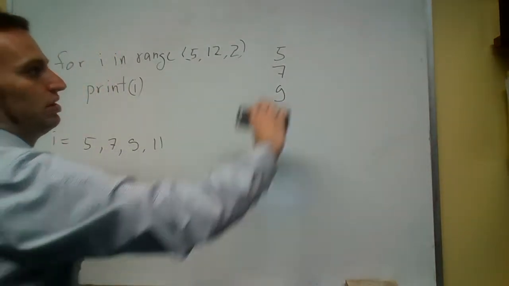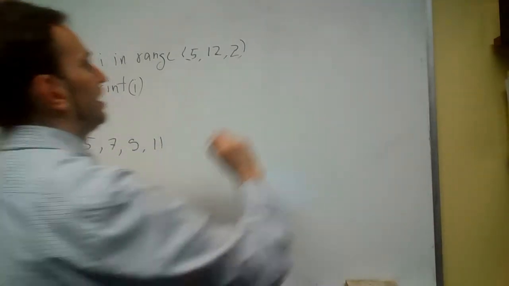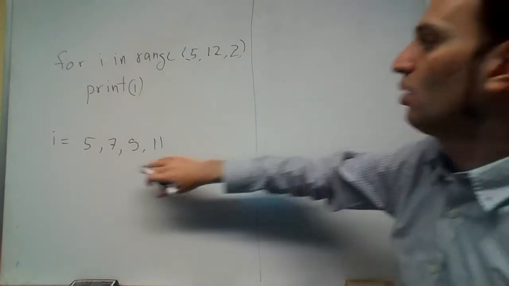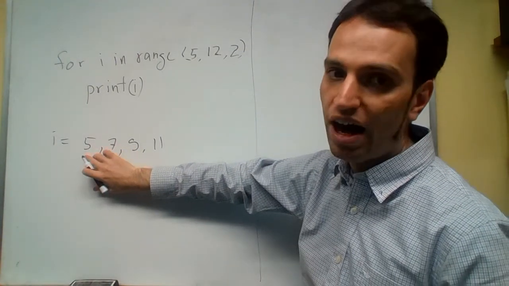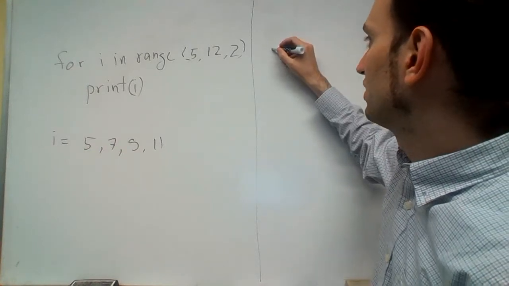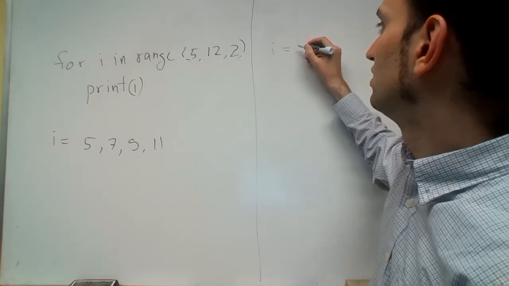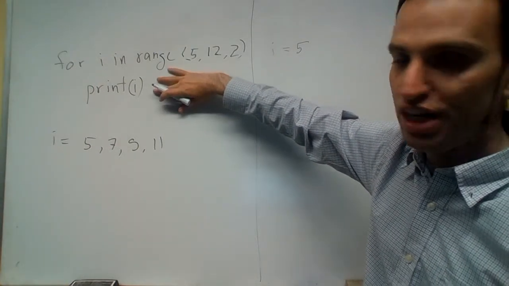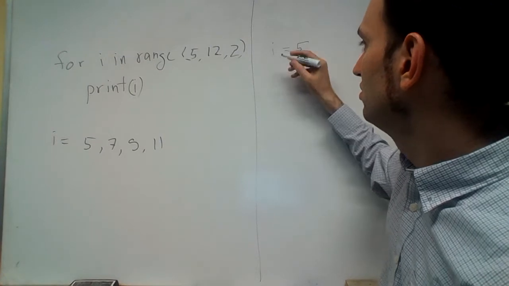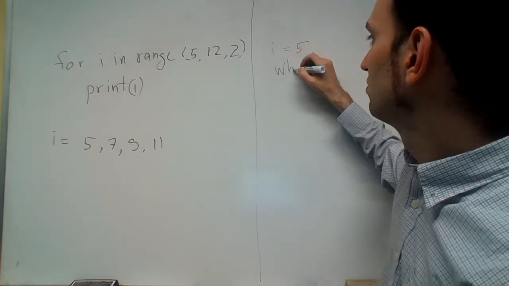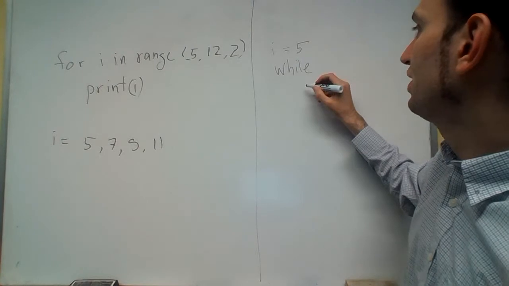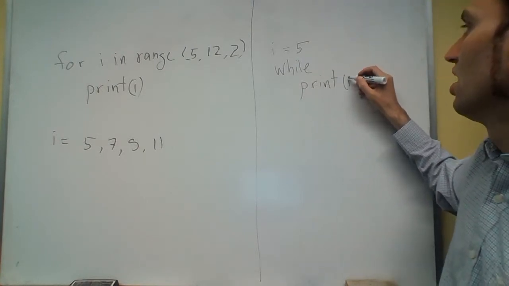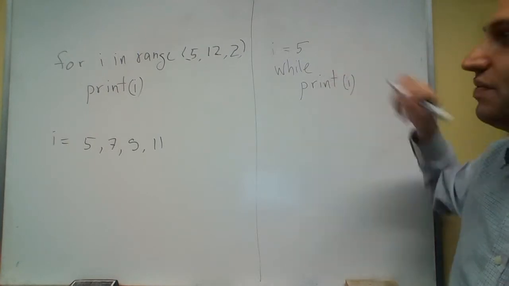So now I want to do the same thing but with a while loop. How can I do that? So I want I to initially be 5. So I'll just say I is equal to 5. And now I want to repeatedly print I. So I'll say while, and over here I'll say print I. So I'm leaving out the condition that's going to go here eventually.